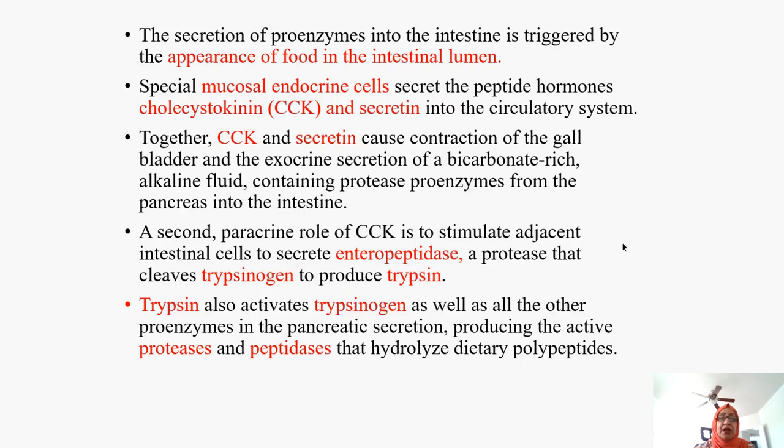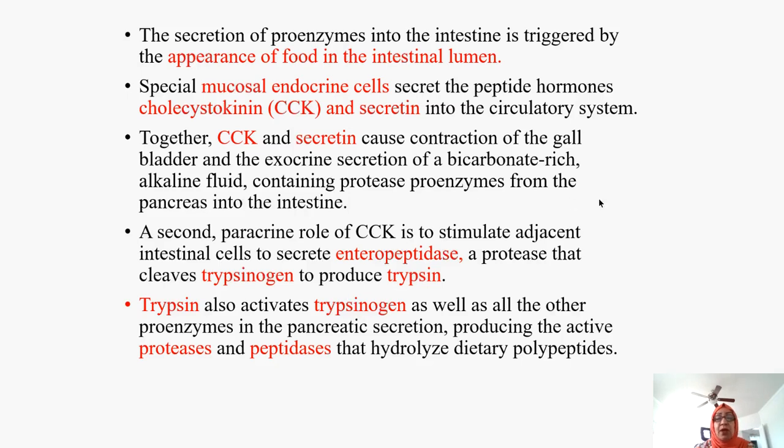Basic media is a good media for the enzymes that act in the intestine, and also the CCK will help us to stimulate and activate another enzyme called trypsin. Okay, so trypsin is one of the very important enzymes in protein digestion. And before we have CCK and before we have the protein from the diet, trypsin is found as trypsinogen, which is the not active form of trypsin.